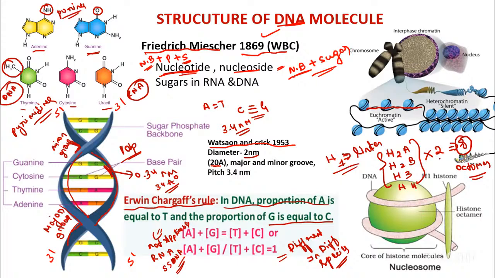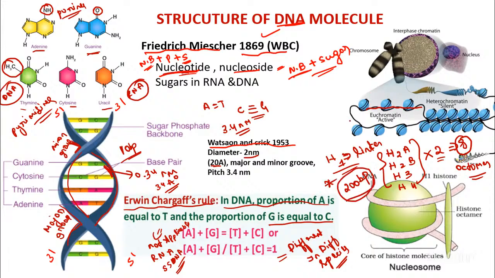And how much DNA is there in one histone octamer? That is 200 base pairs. Remember this also, 200 base pairs of the DNA will be there. Okay, it is arranged into the chromatin.